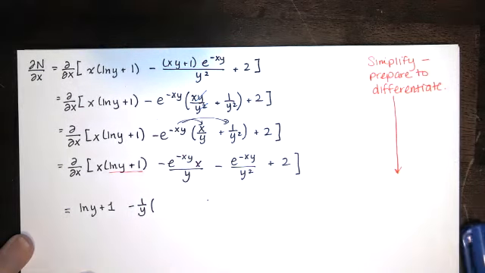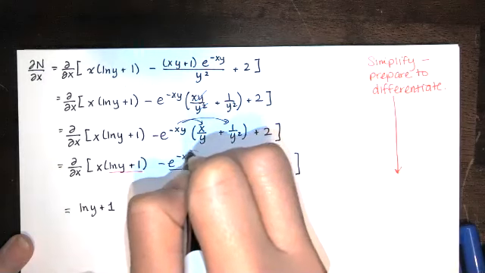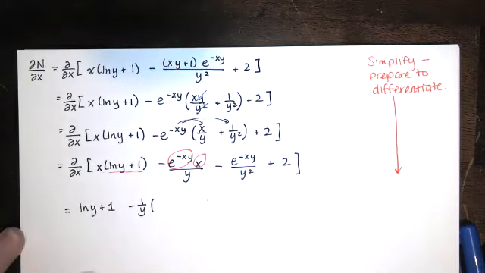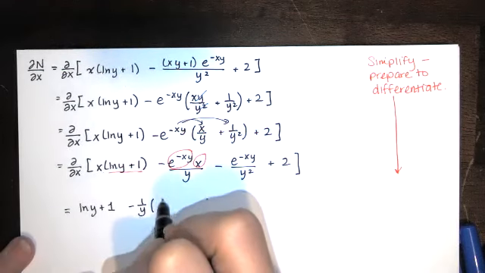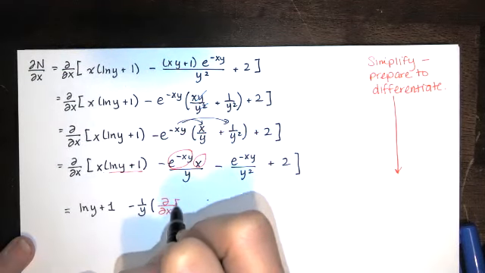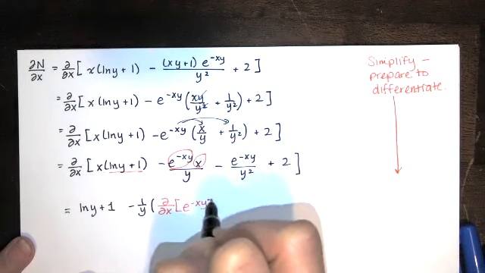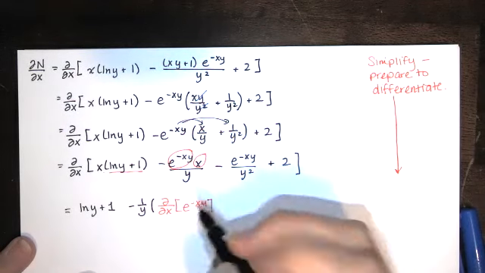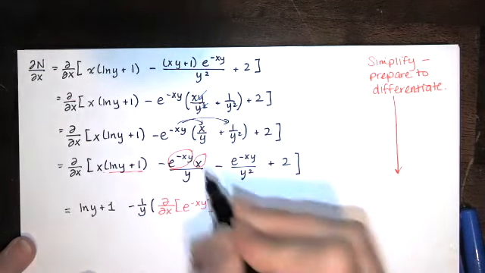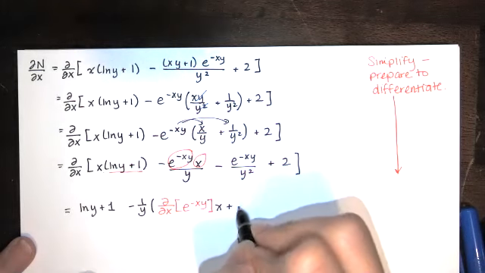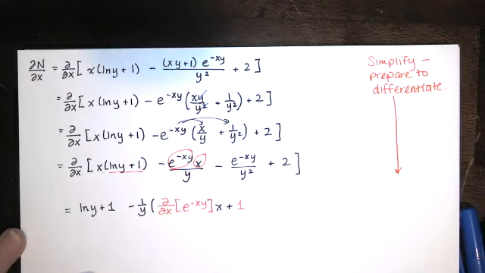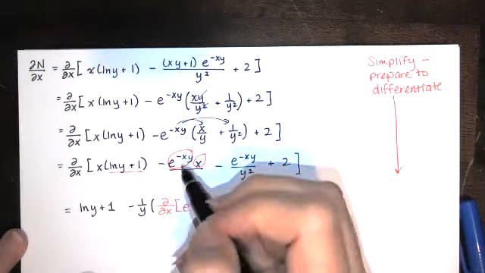But this, in the numerator, is a product. I've got a first function and a second function. So according to the product rule, we should have the derivative of the first function times the second function undifferentiated, plus the derivative of the second function, the derivative of x with respect to itself is 1, times the first.